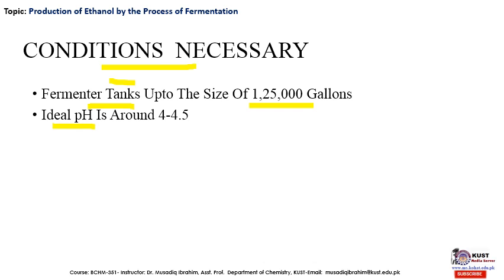The ideal pH is around 4 to 4.5. So that is very important, to maintain the pH within the fermentation tank around 4 to 4.5, and the optimum temperature is in the range of 21 to 27 centigrade. If the temperature is below or above this range, then the effect will be on the yield of the ethanol.